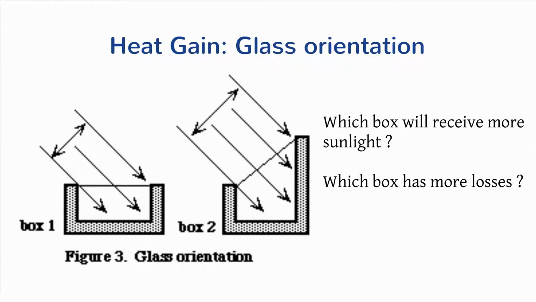Now, heat gain: the orientation of the glass on the box we talked about can have a big impact. So you have a box like that, where sunlight just comes in, it's just a little box with a transparent opening. Or you have a little window here. If you look at these two boxes, which box will receive more sunlight?